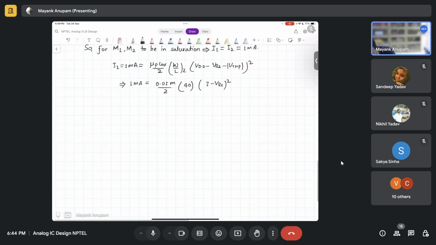the whole square. So milli and milli cancel with each other. Amperes also cancel. How much is this going to be? 20 into 0.05 is how much? 1, right? Correct. So it is 3 minus VB2, the whole square, is equal to 1. So VB2 is equal to how much? 2, right?